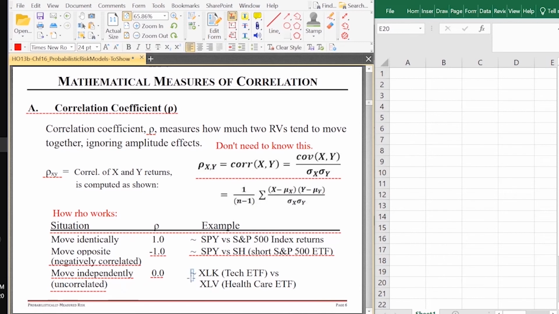So a real-world example here, this is not perfect, but it's pretty good, would be to compare the XLK exchange traded fund versus the XLV exchange traded fund. The XLK exchange traded fund includes about 12 big high-tech stocks. So it's got Microsoft in there, it's got Google in there, stuff like that, Facebook in there. And XLV has 12 large healthcare stocks, things like Procter & Gamble, etc. And really what goes on in tech is not in just about any way correlated to what goes on in healthcare. So their correlation coefficient is close to 0.